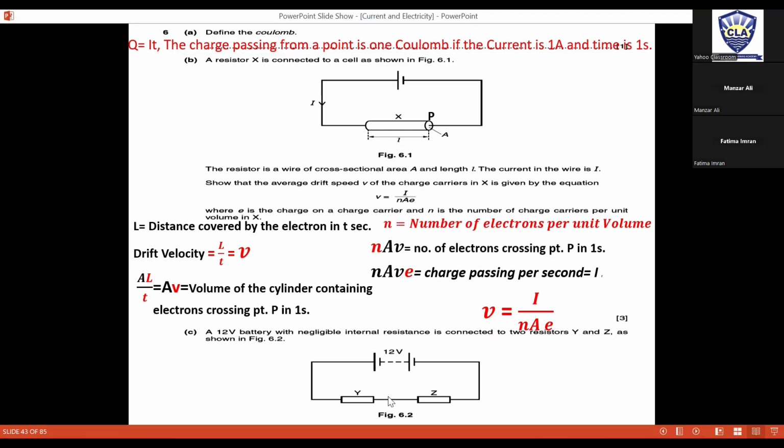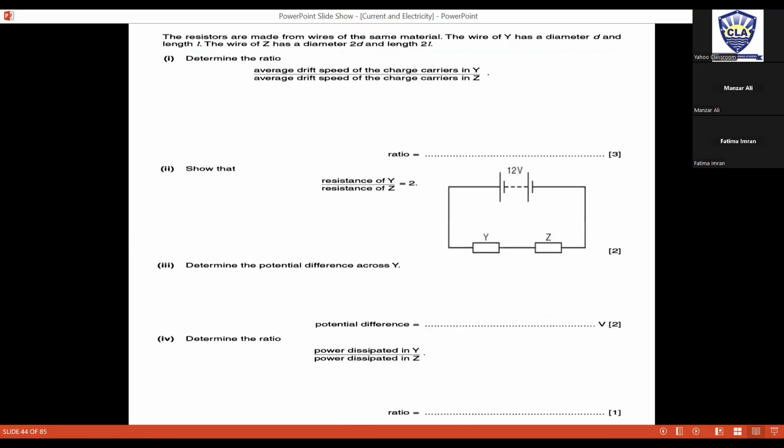Okay, now we have two resistors Y and Z placed in series with a potential difference of EMF of 12 volts. We have to find the drift velocity in the Y and in Z. They have told us that they are made from the same material. Y has a diameter D and length L, whereas Z has a diameter 2D and length 2L. Same material means they will have same number of charge carriers per unit volume. N will be same.